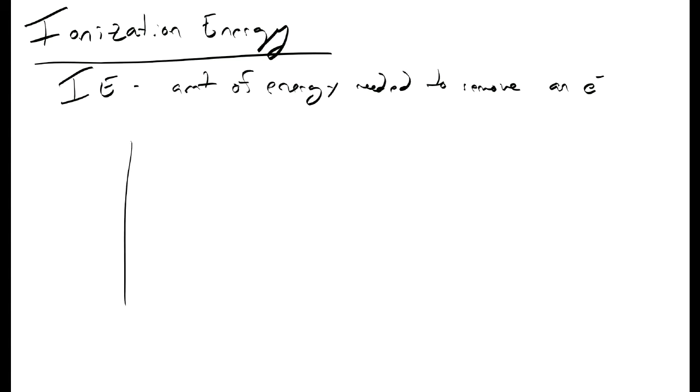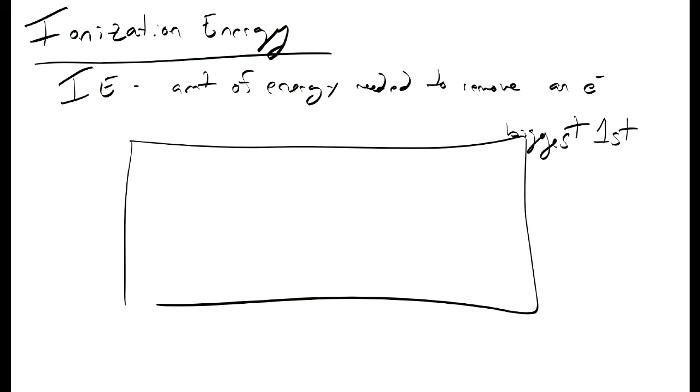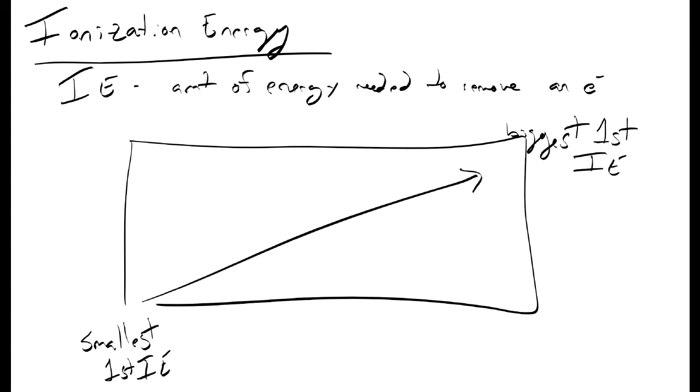So the general trend is like that. The biggest atoms have the smallest first ionization energy. The smallest atoms have the biggest first ionization energy. Okay.